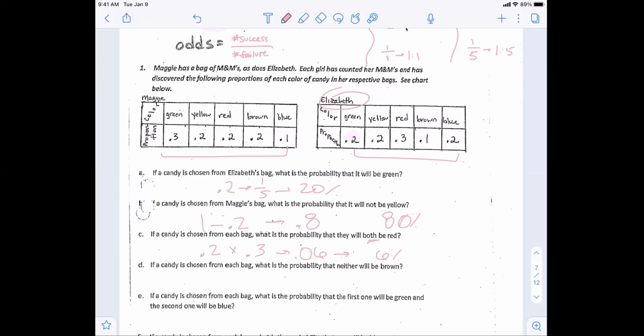All right. If a candy is chosen from each bag, what's the probability that neither will be brown? Well, what's the probability that you'll get a brown one from Maggie's? 0.2. And so what's the probability that we will not get a brown from Maggie's? 0.8. Same thing for Elizabeth. It's 0.1 to get a brown for Elizabeth. So what's the probability of not getting a brown? 0.9. Very good. And that will be 0.72 or 72%.